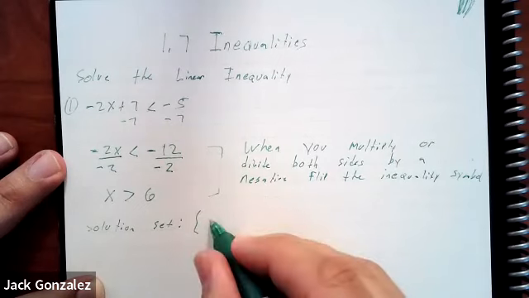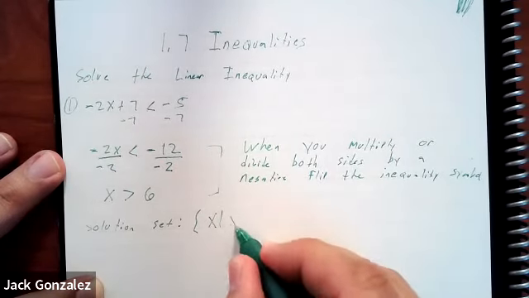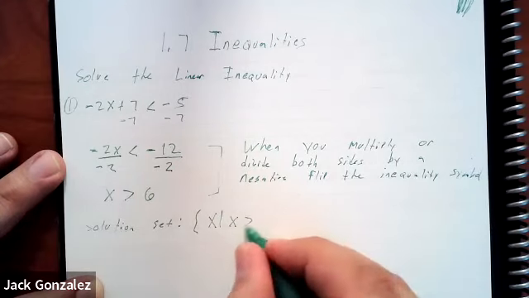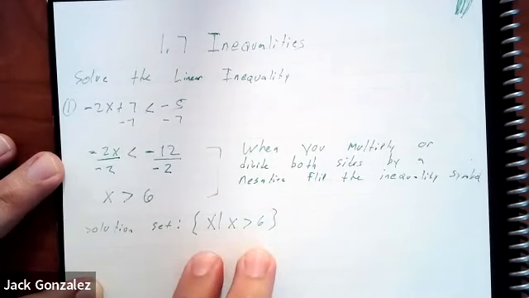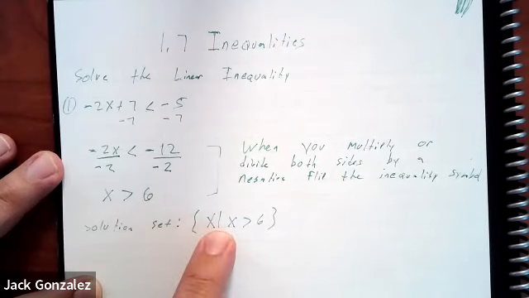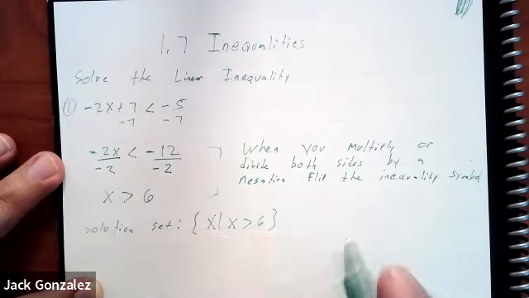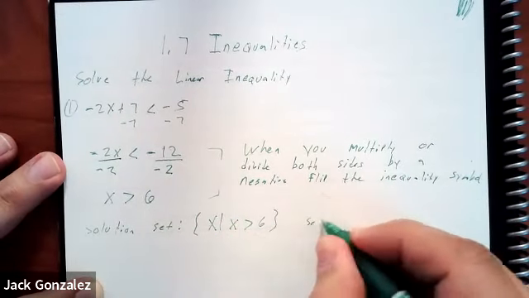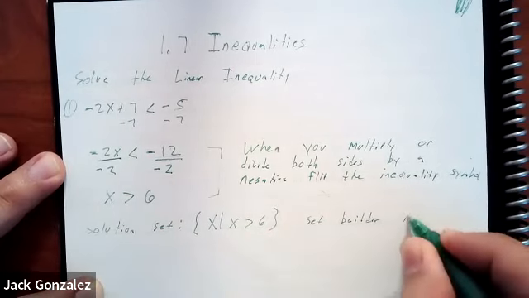So the solution set using this notation would be like this: x such that x is greater than 6. This is called set builder notation. And they use little braces like this. The first x is what variable they're talking about. That straight up bar is "such that," and then whatever your x is doing. Okay, this is set builder notation.